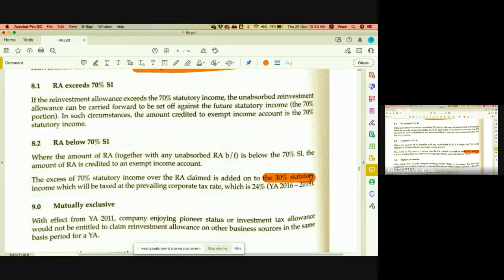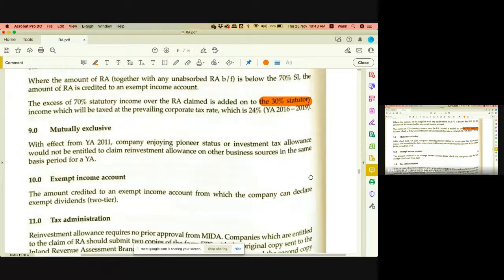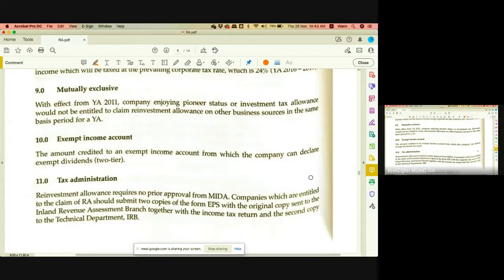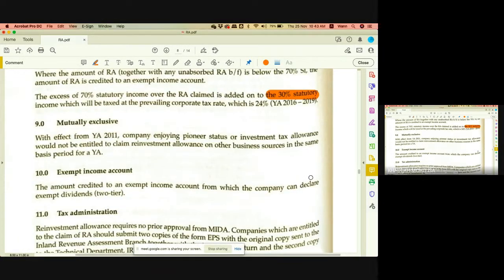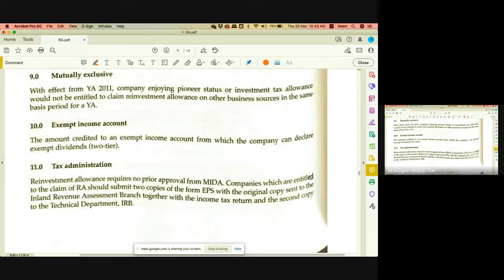So that unabsorbed SI will be added together with your 30% SI to be taxed at the normal tax rate. And mutually exclusive means that if you are under pioneer status or ITA, you cannot claim RA. So that is very wrong. Yeah, mutually exclusive. And whatever RA utilized during the year will go into your exempt income dividend to till.